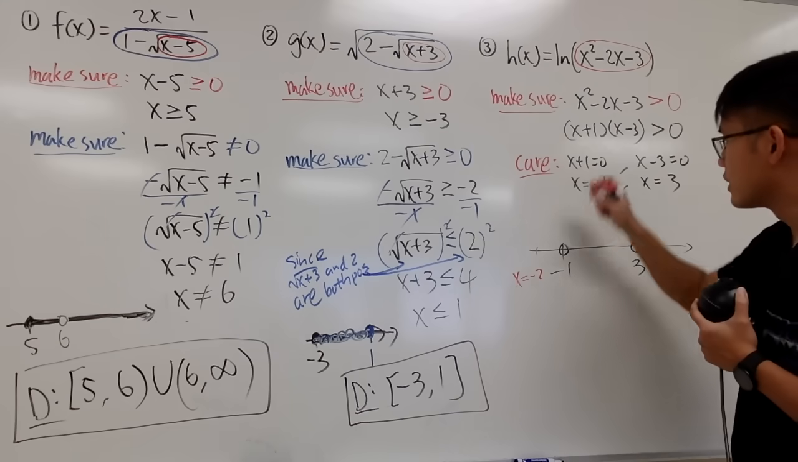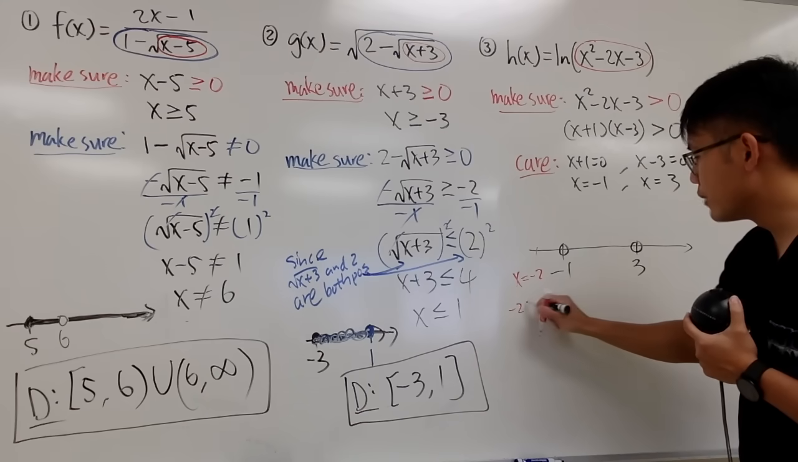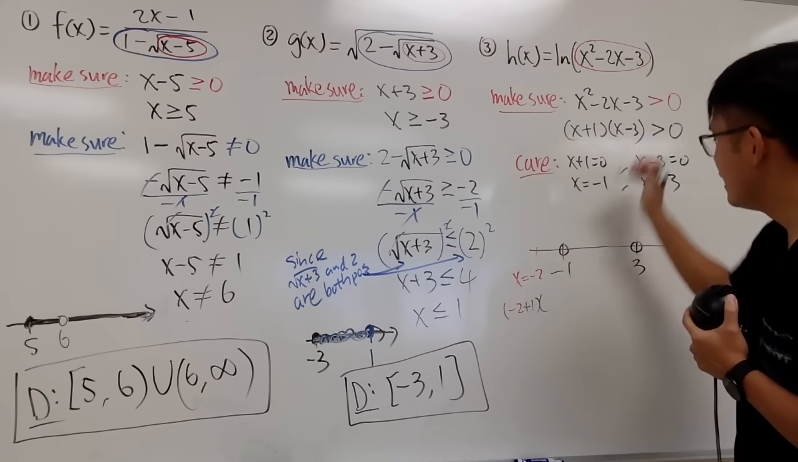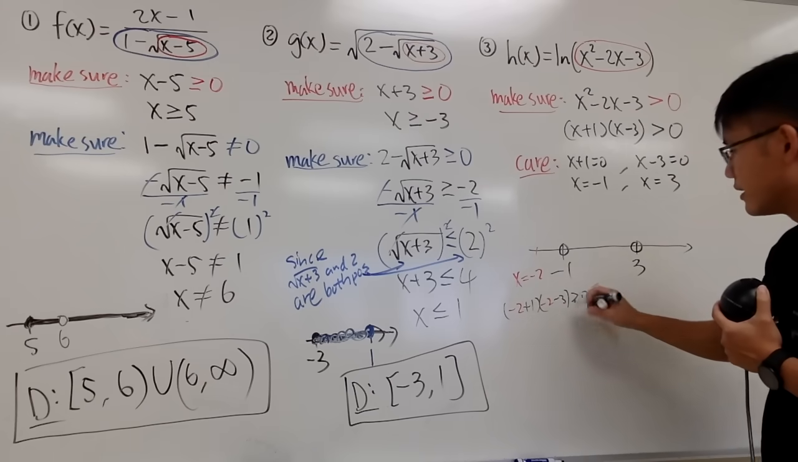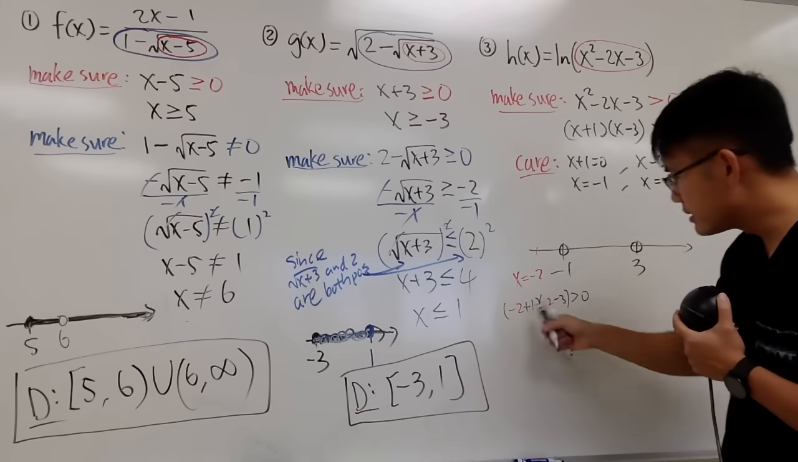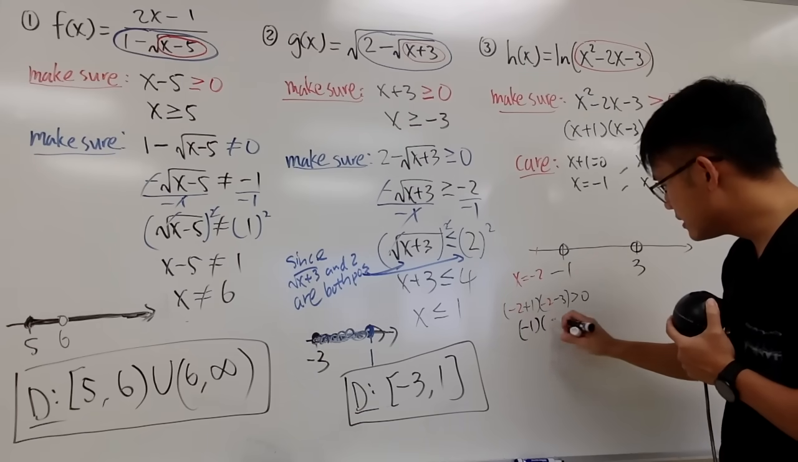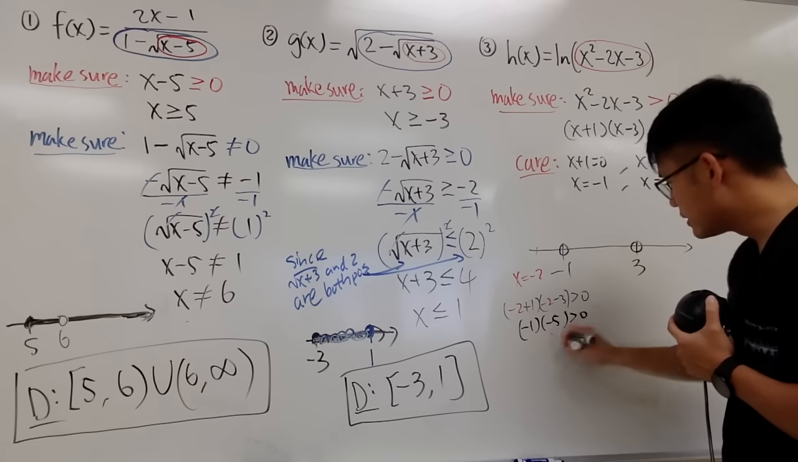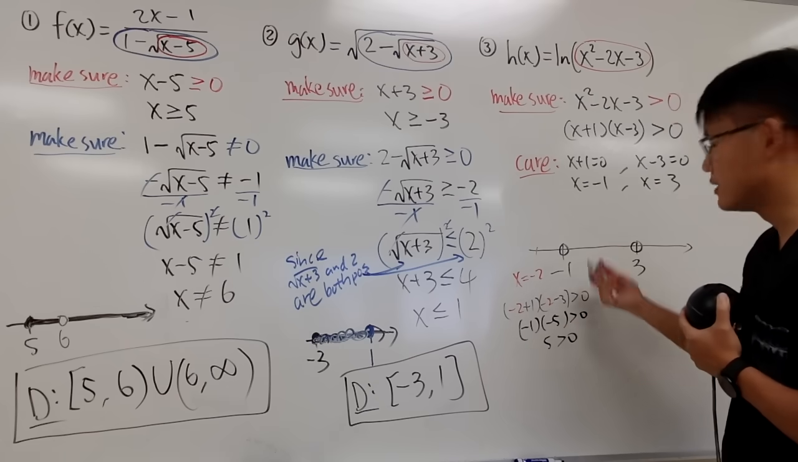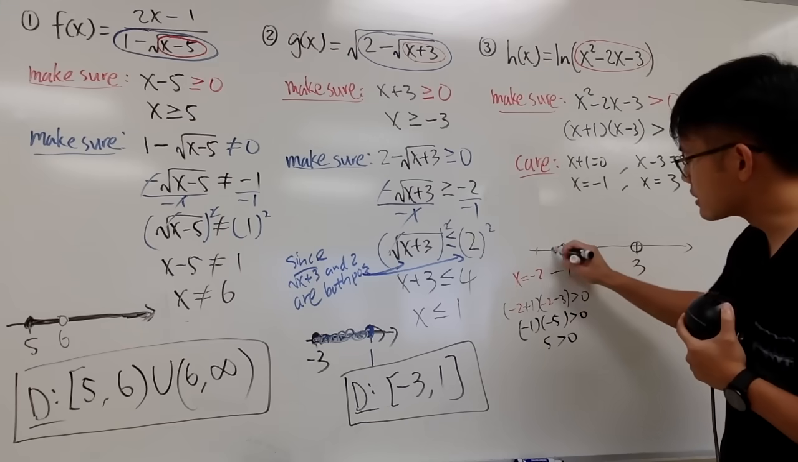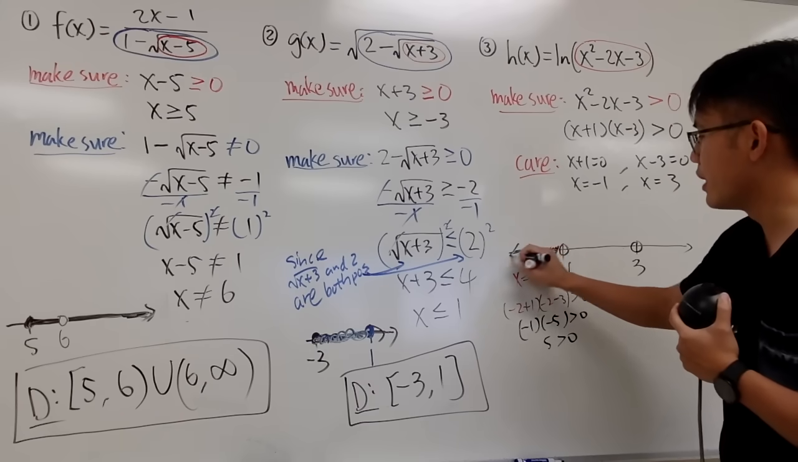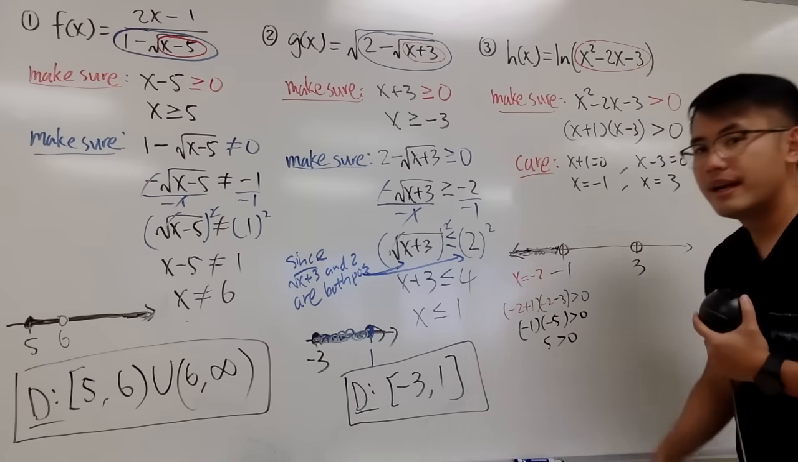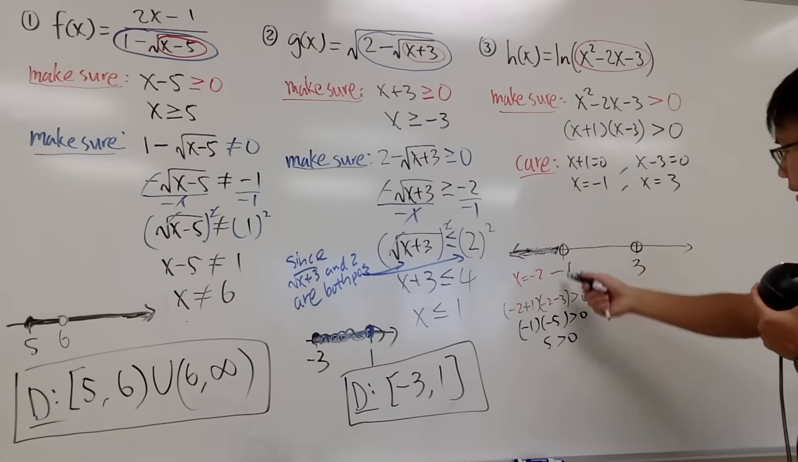And let me just show you guys the work one time. Plug in -2, and then +1 times -2 minus 3. And do we get greater than 0? Yes, because this is -1 times this is -5. Of course, this is +5, greater than 0, so this is good. And in that case, you just shade this part. You just go to the left all the way.